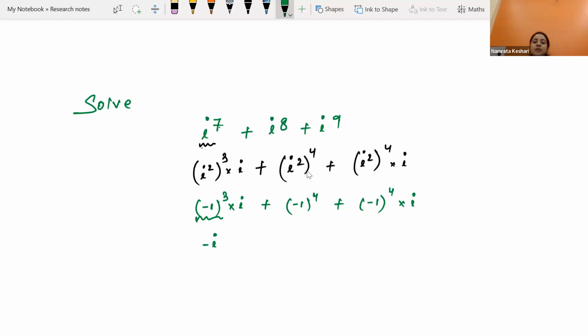Plus -1 to the power 4 is just 1, positive. -1 to the power 4 is just 1. And I multiplied with that is just I. Can you see something is getting cancelled out? I. Yes, ma'am. And the answer is 1.